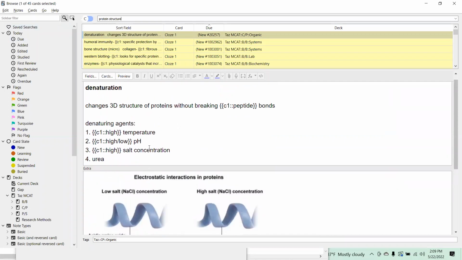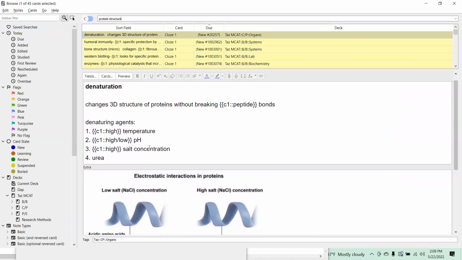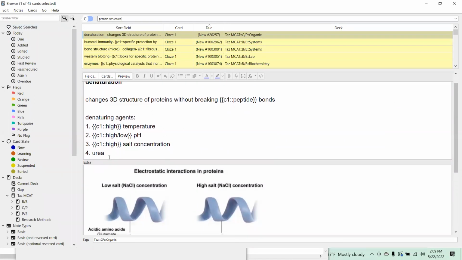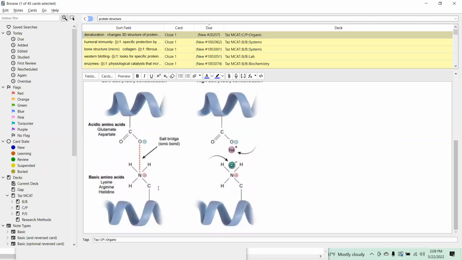Yeah, see, this is the exact same thing. Denaturation: high temperature, high or low pH, high salt concentration, and I've added one, urea. Urea is also something that affects it. Oh, and I have a nice diagram here. Okay, this is also really important. Yes, I wanted to mention this, right?